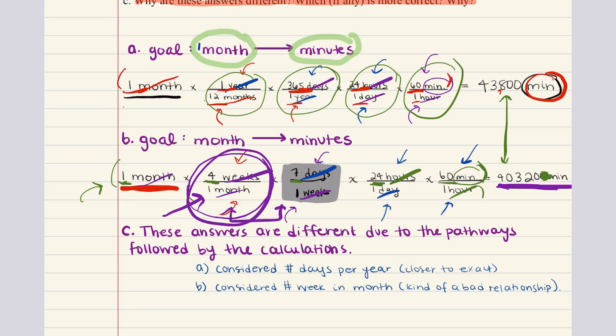So that is where the error, quote unquote, error lies. And that means that the more appropriate evaluation of how many minutes are in a month is going to be the calculation we did in part A. We use more exact conversions like 365 days per year. This is maybe off by a quarter of a day or so, right? But in part B, we used 4 weeks to a month, which is off anywhere between 2 to 3 days. And that's significant enough to make us get different values for part A and part B. Part A is closer to the true value of using conversion factors to get from 1 month to minutes.